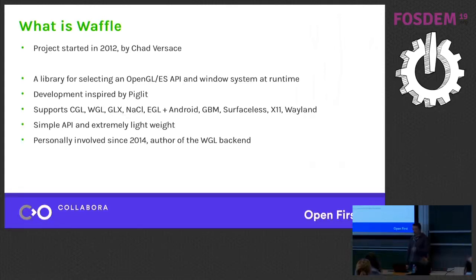Development was inspired by Piglit. As of today, it supports quite a few windowing system APIs. As listed there, we have CGL, which is the Cocoa or Apple GL, WGL, which is the Windows integration, GLX, which is the integration with the X windowing system. I'm not sure how many of you know about this next one: it is the native client for Chromium. On top of that, we have EGL with all the varying platforms you can see in there: Android, GBM, Surfaceless, Wayland, X11. So one of its goals is to be extremely lightweight and simple.